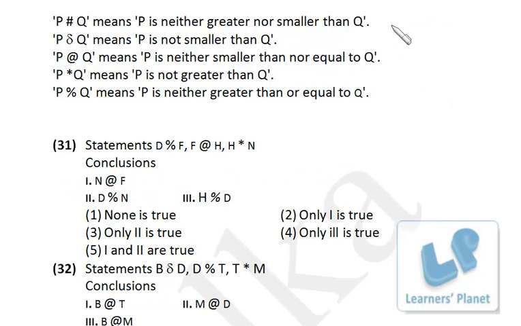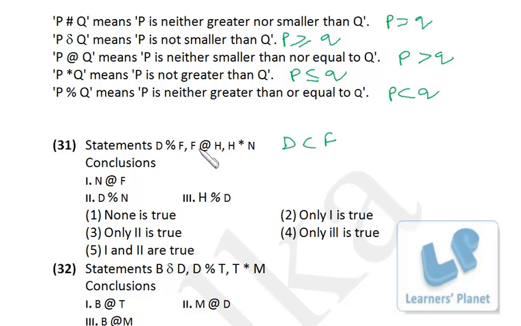P is neither greater nor smaller than Q, that means P is equal to Q. P is not smaller than Q, that means P is greater than equal to Q. P is neither smaller than nor equal to Q, that means P is greater than Q. P is not greater than Q, that means P is less than equal to Q. P is neither greater than nor equal to Q, that means P is less than Q. Okay, so first of all we take D percentage F, that means D is less than F. F at the rate H, so F is greater than H. H star N, that means H is less than equal to N.